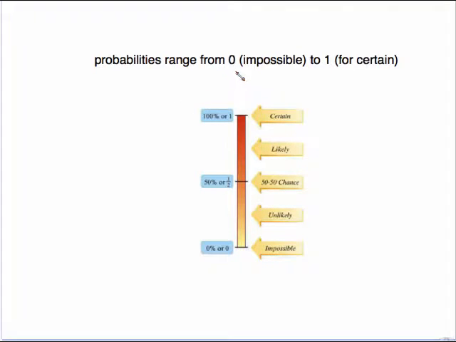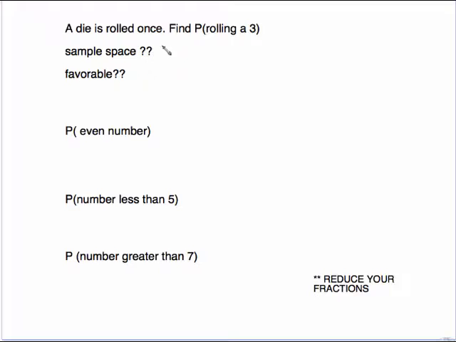Probabilities can range from 0, which is an impossible event, all the way up to 1, which is a for certain event. So it can go from 0 all the way up to 1. 1 is the same thing as 100%. Right smack in the middle is something that is a 50-50 chance, or 1/2. The probability of flipping and getting a head is 1/2. There's your 50-50 chance.